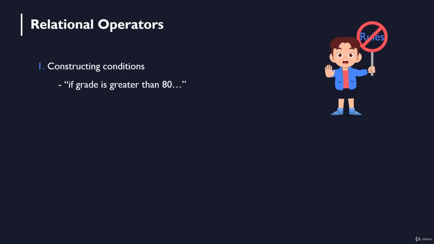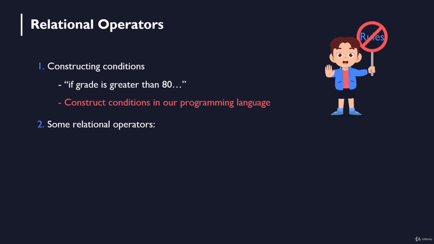So we are interested in constructing the conditions in our programming language, just like we've seen in previous examples, and that's exactly the place and the time when we would like to use relational operators that will help us with this task. So relational operators are just these signs which you've probably seen most of them somewhere before, maybe even in your math classes. And the first one, the greater than, helps in constructing a condition to check if the left side is greater than the right side.